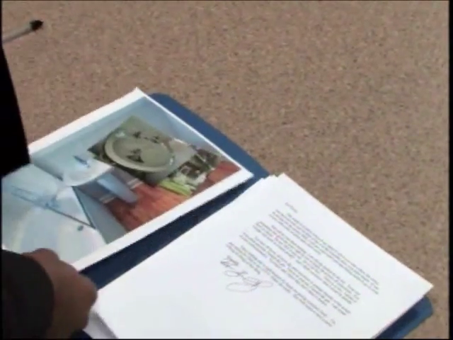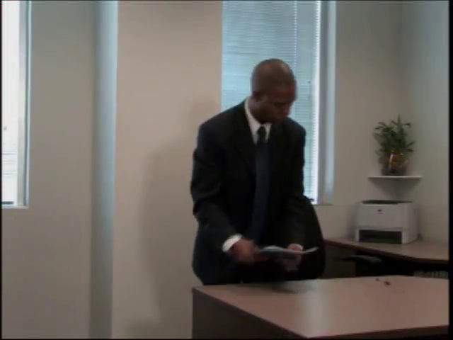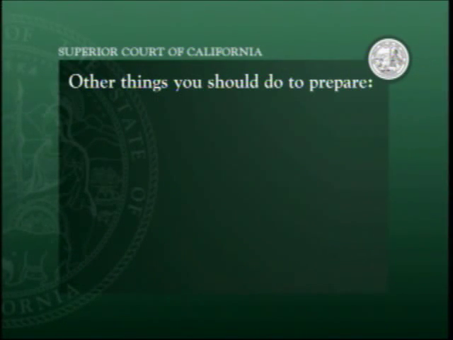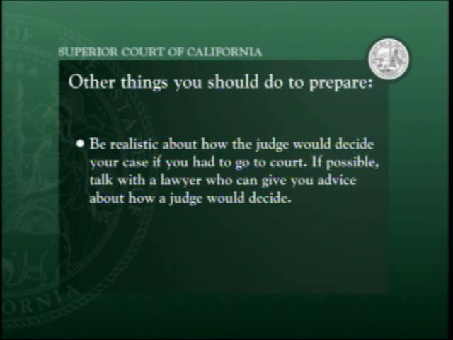Preparing for a mediation is a lot like preparing for your trial. It is important to identify and organize the facts that are relevant to your dispute and understand the law that applies to your case. Be sure to know about the facts that support the other party, not just those that support you. If you are going to mediation before trial or instead of trial, there are some other things you should do to prepare. Be realistic about how the judge would decide your case if you had to go to court. If possible, talk with a lawyer who can give you advice about how a judge would decide.